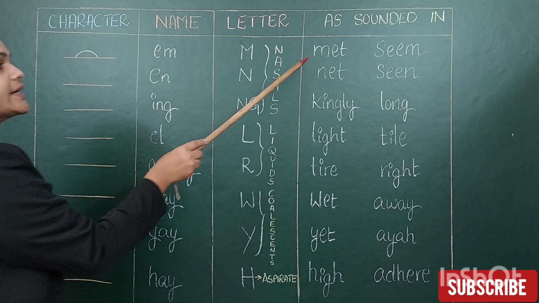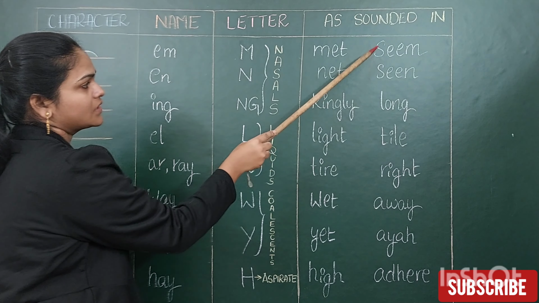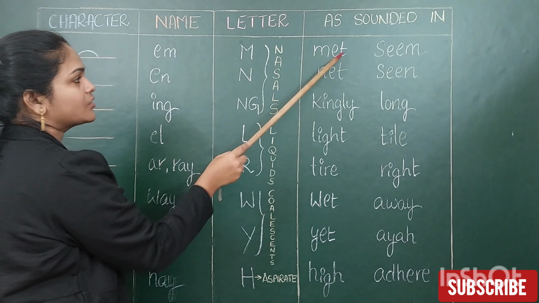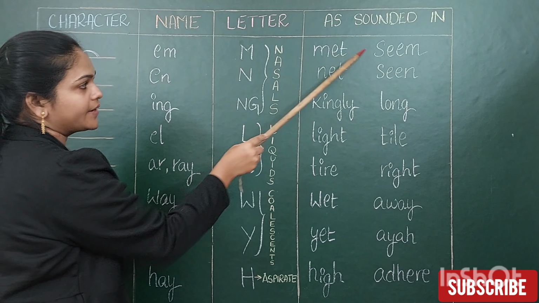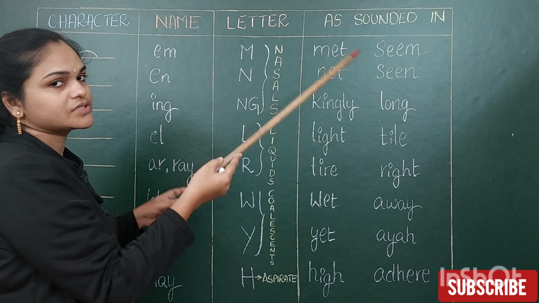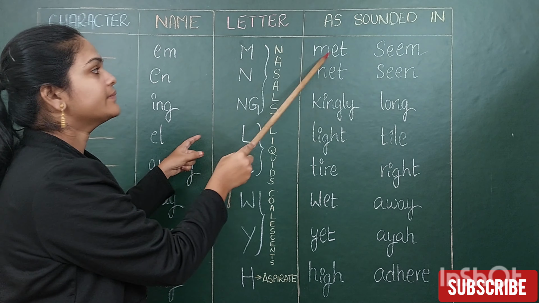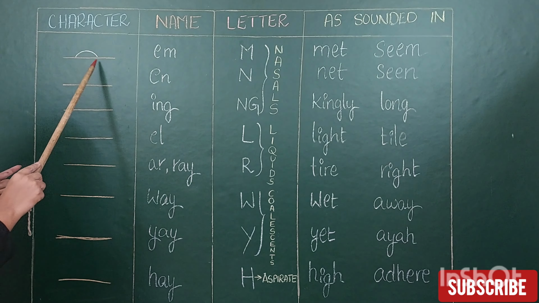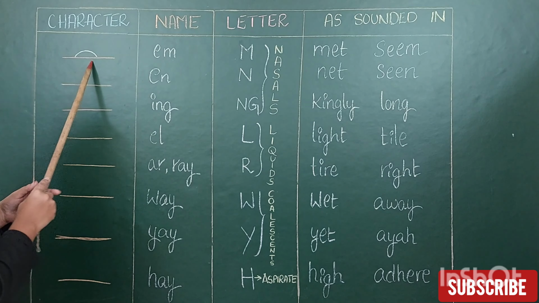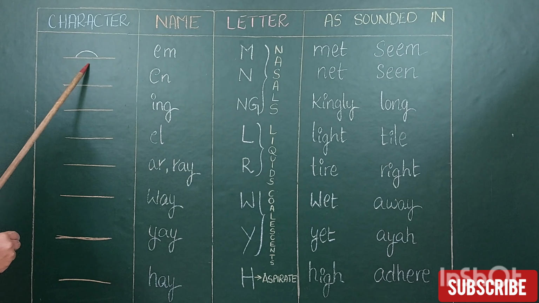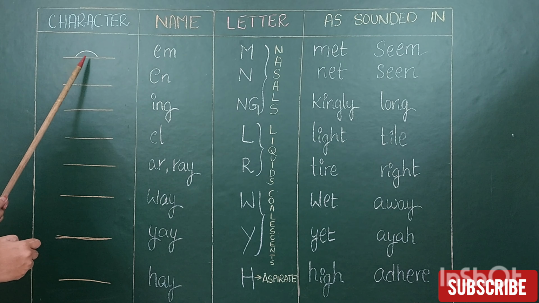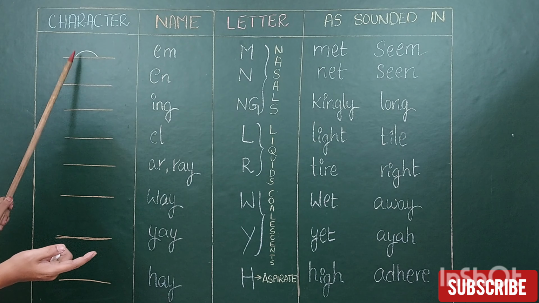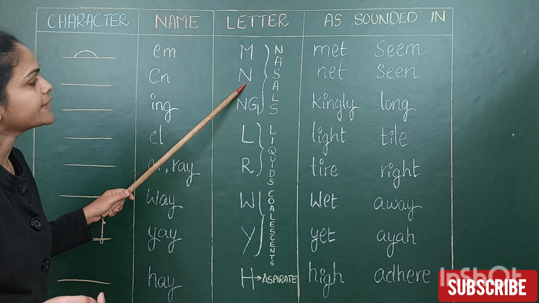So, when you write "met" or "sim", there is the presence of M. To write that, you have to represent the letter M with this horizontal curved stroke. Here we represented the horizontal curved stroke, and it should be on the line. Next, here is N. How to write N?